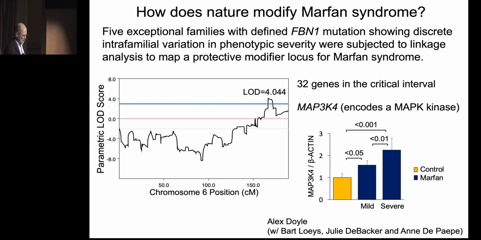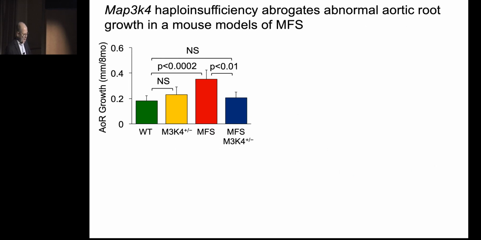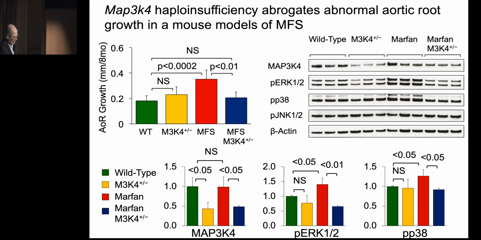We didn't have the opportunity to go find more of these truly exceptional families, so we returned to our Marfan mice and introduced haploinsufficiency for the MAP3K4 gene, just disrupted 1 copy, and found that this was sufficient to normalize aortic growth and also to suppress the abnormal ERK and P38 activation seen in the aortic wall of our mouse model.